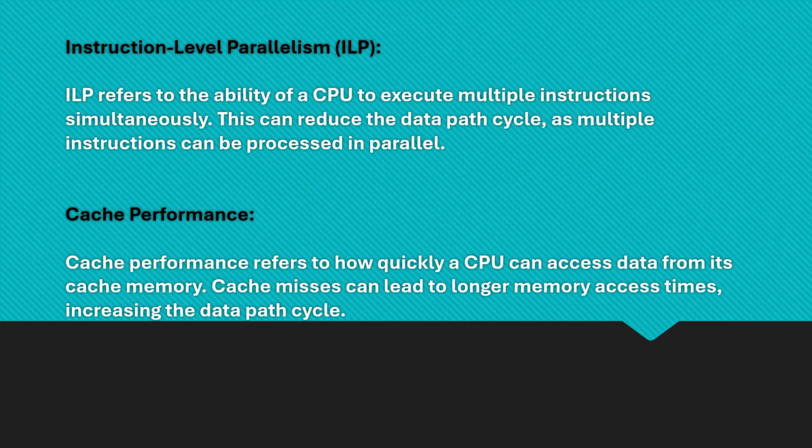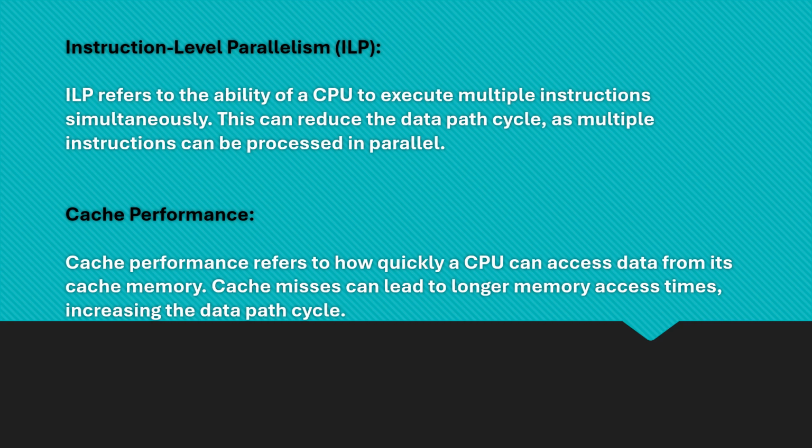Instruction level parallelism, ILP. ILP refers to the ability of a CPU to execute multiple instructions simultaneously. This can reduce the data path cycle, as multiple instructions can be processed in parallel.